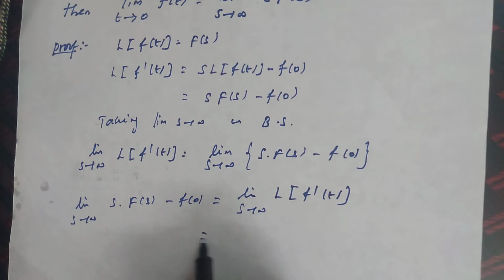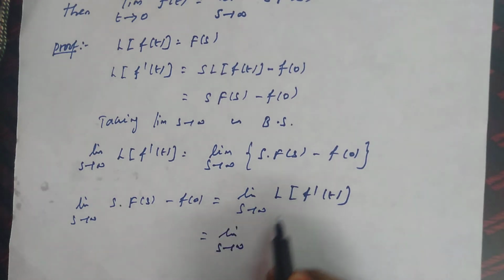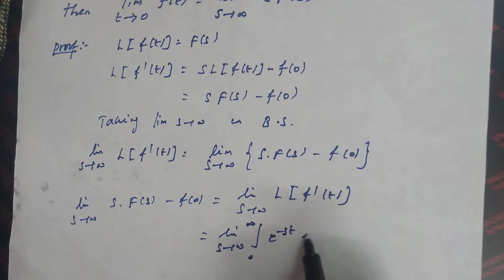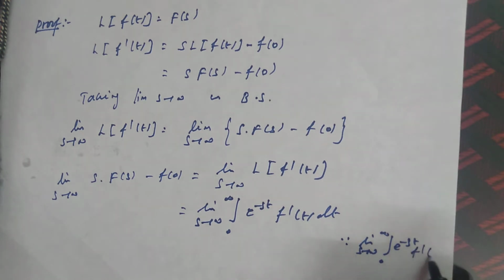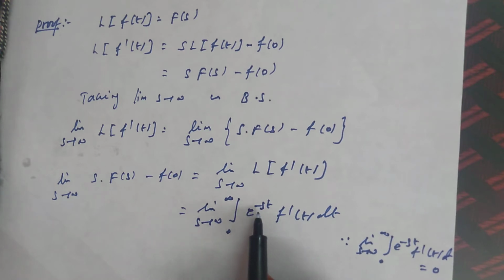Now L of f'(t), limit s tends to infinity. Definition of Laplace transform. What is the definition? Integral 0 to infinity e power minus st f'(t) dt. Now when you are allowing the limit s tends to infinity, this integral will become 0, because this will become e power minus infinity, whose value is 0, and 0 times anything, the total integral value we can get as 0.